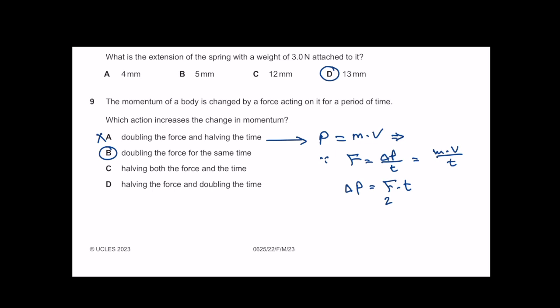In question 9 again, C, having half the force and half the time. If we halve the force and the time, it will not increase the momentum, it will decrease it. So this is also wrong. Halving the force and doubling the time, it's the same effect as A, it gives you no change. So I will not choose D again. So the right answer in question 9 is B, as we chose.